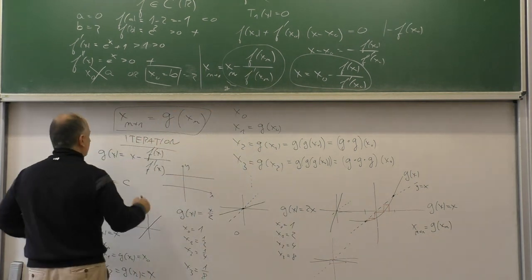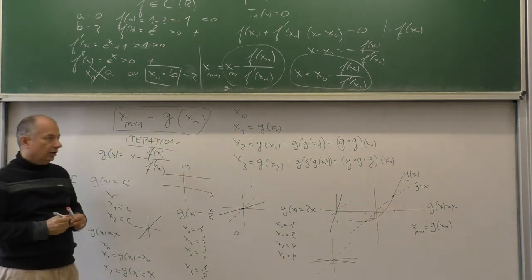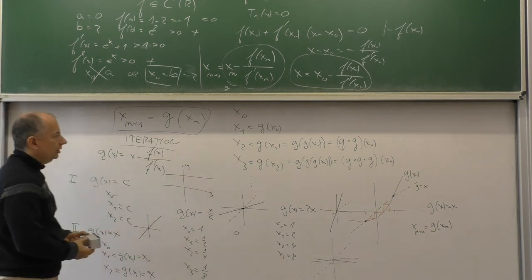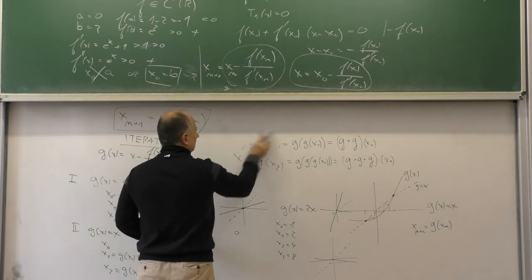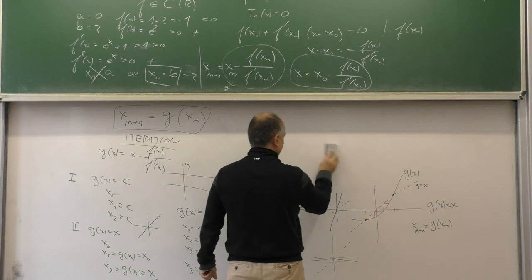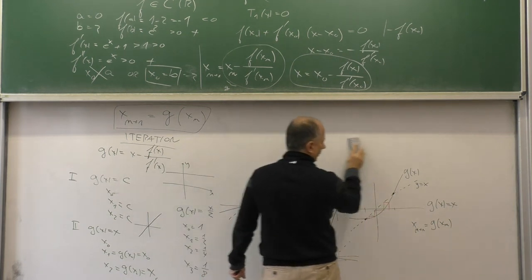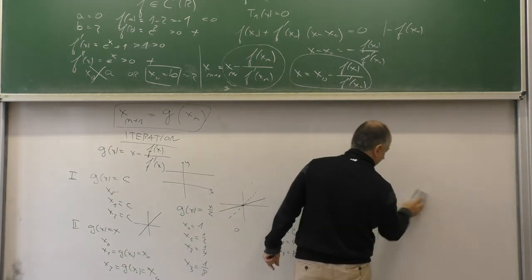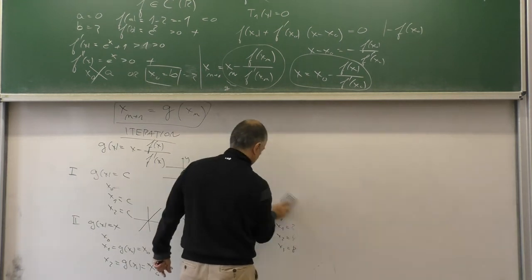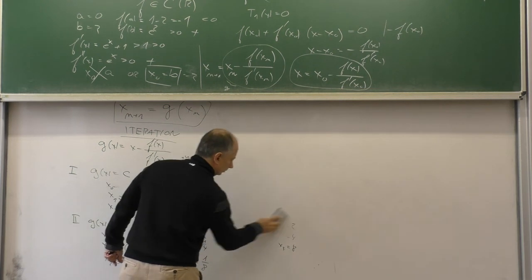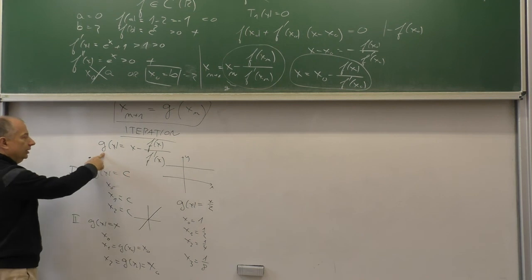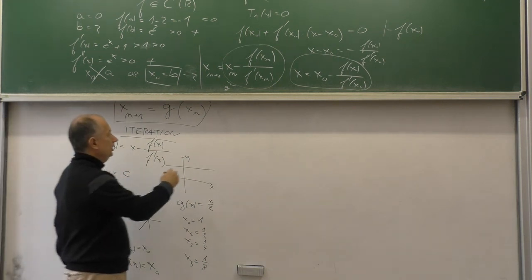So let's have a look at what the derivative of g corresponding to Newton's method is. This will be an important question: whether Newton's method is stable or not. So let us find the derivative of this function g.